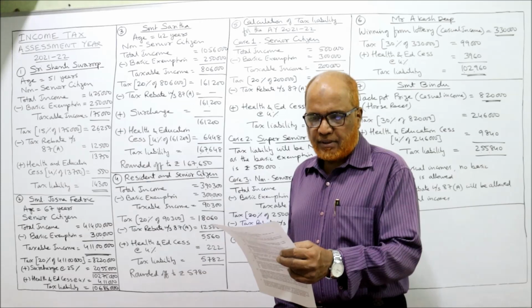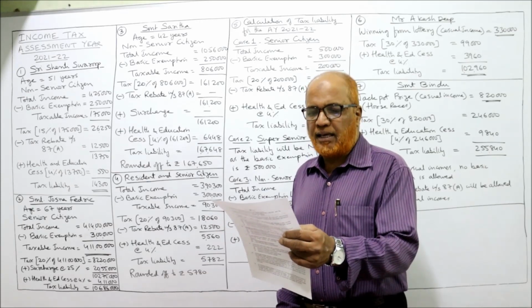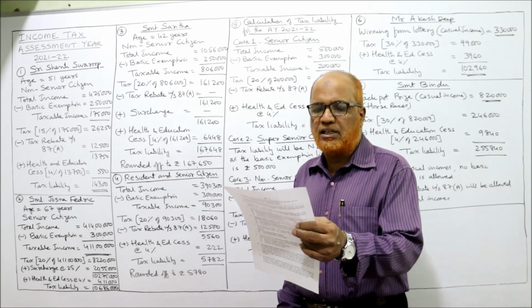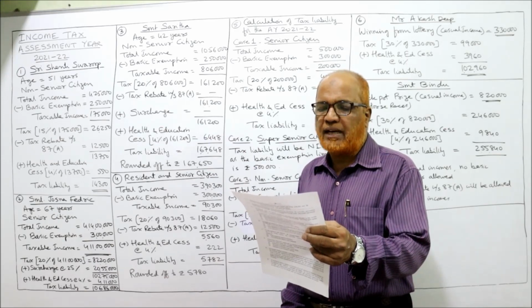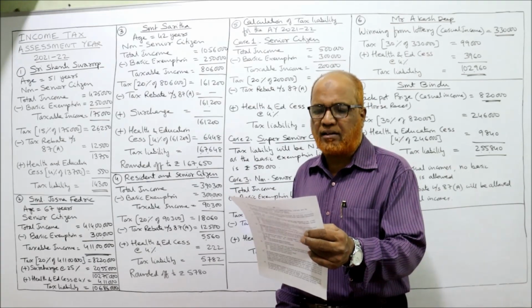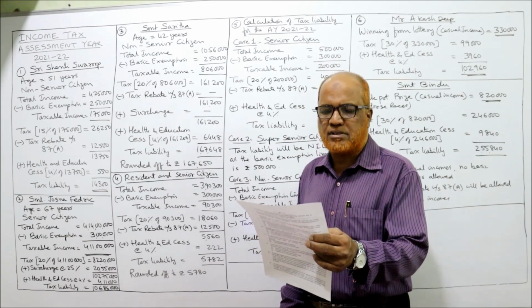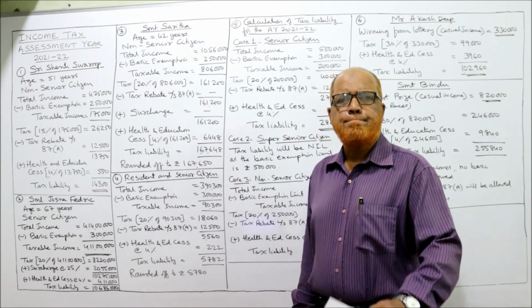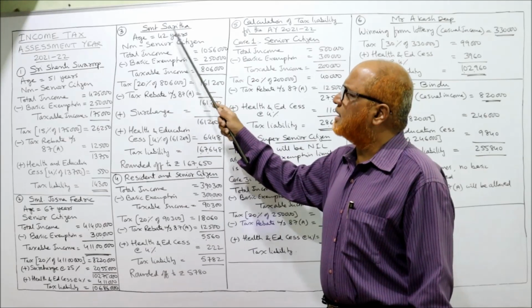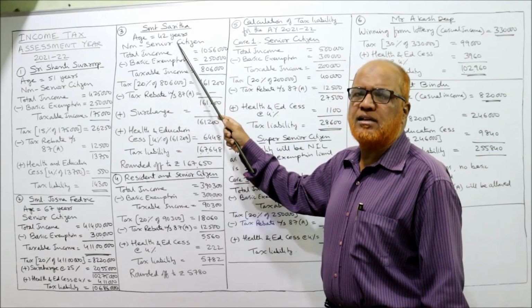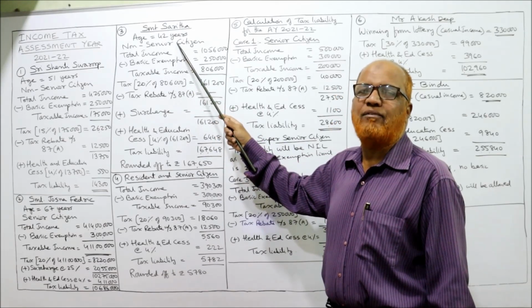Srimati Sarita, age 42 years, non-senior citizen, having total income of 10 lakh 56,000 taxable on flat rate basis. Calculate tax liability if the tax rate is 20%. Exactly similar. Here, Srimati Sarita, age 42 years, so non-senior citizen, basic exemption limit 2 lakh 50,000.